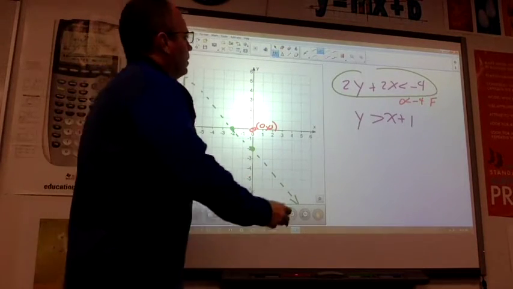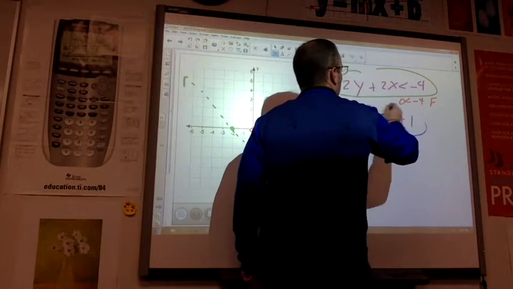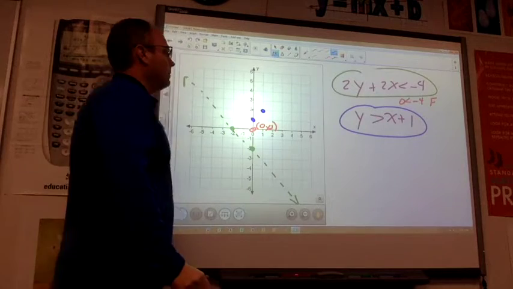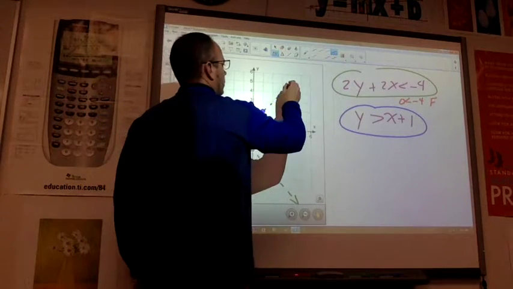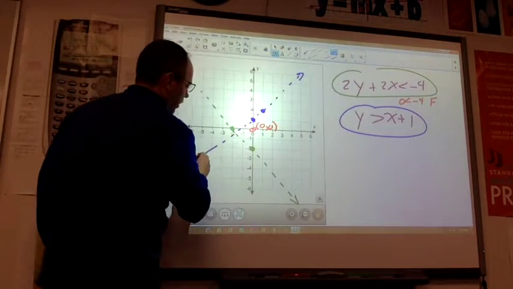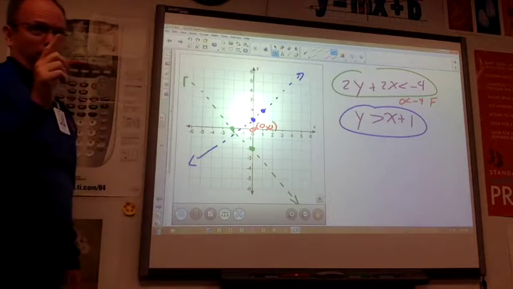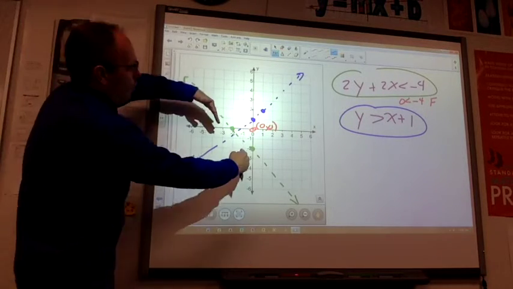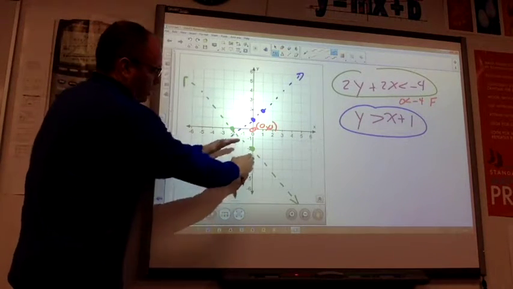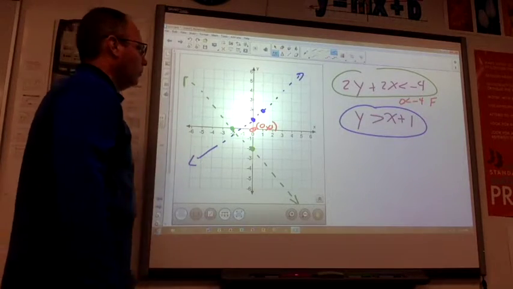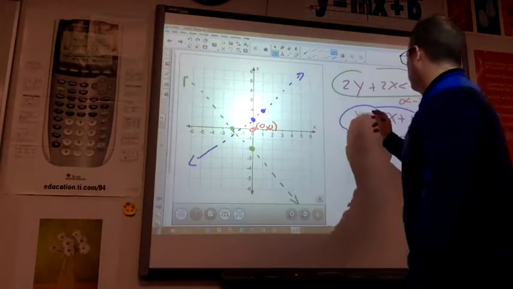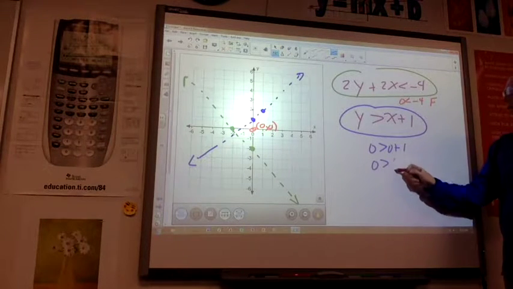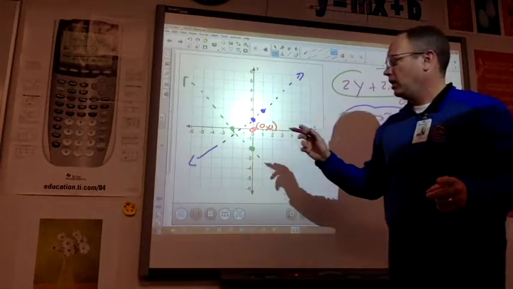All right, so let's take a look at the second problem. Got a 1 here. I'm going to go up 1, right 1. Solid or dotted line? Dotted. 0, 0 is going to work for us as well. Quick question. Where did we need to shade for the first one with the 0, 0? So over here, right? It's either going to be this region shaded or this region. So that's what we're testing for. Take the 0, 0, plug it in. So I'm going to get 0 is greater than 0 plus 1. Is 0 greater than 1? No. That's false.